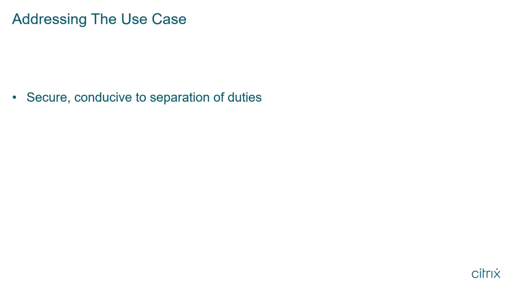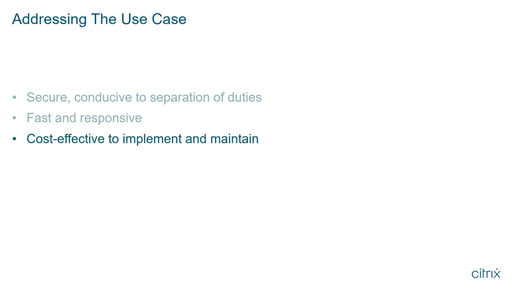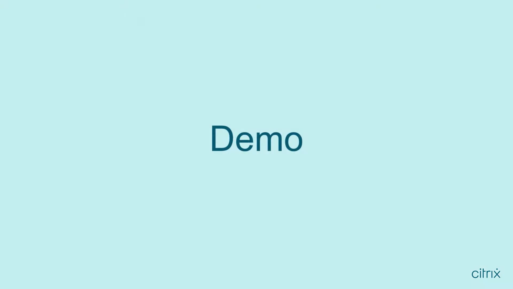When we try to address this use case, we'll have to look at it from perspective of its being secure and conducive to separation of duties. We have to be fast and responsive. Adding additional elements to the system should not have an overhead of additional maintenance, and it has to be cost effective. So in essence, those three elements are very crucial if we embark on something that will require us to build some additional capabilities, put additional levers into our environment. So let's take a look at a quick demo.